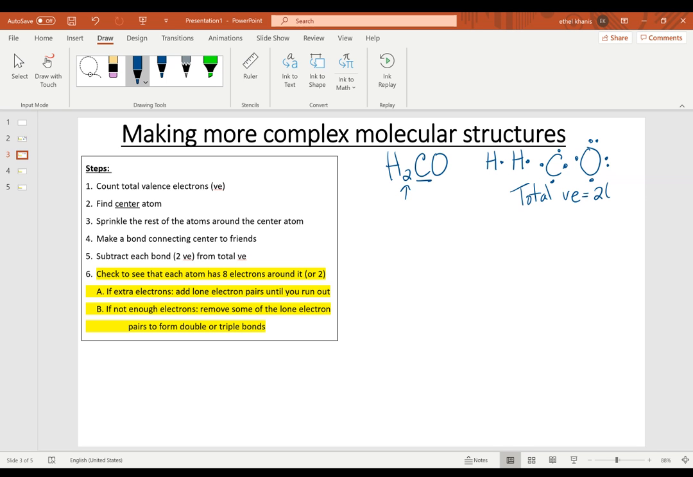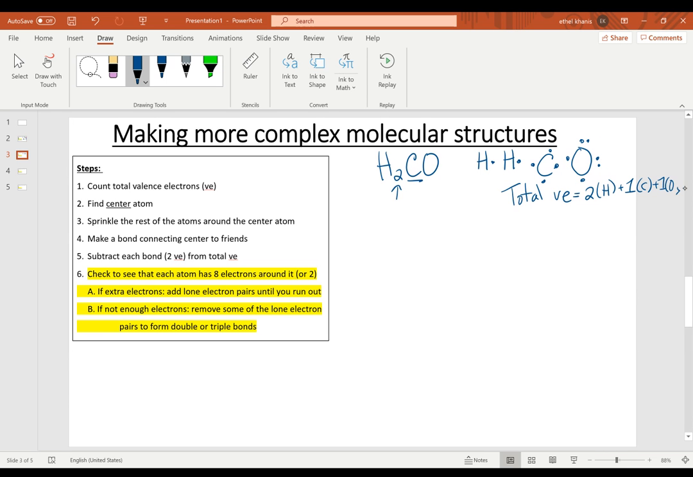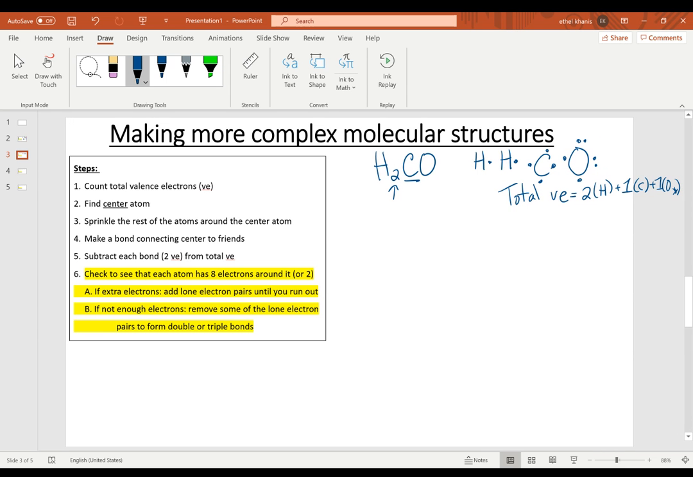So in this case, we have two hydrogen, one carbon, and one oxygen. And I'm putting OX so that we can tell it's not a zero. So every hydrogen has one valence electron. Every carbon has 4. And every oxygen has 6. So when we add all this together, we end up with 12. And so we're going to use these 12 to figure out how to draw this.